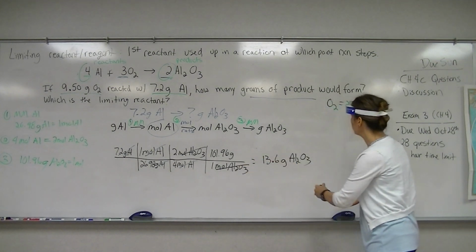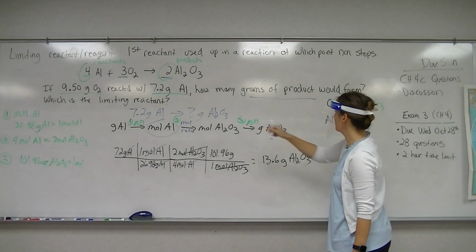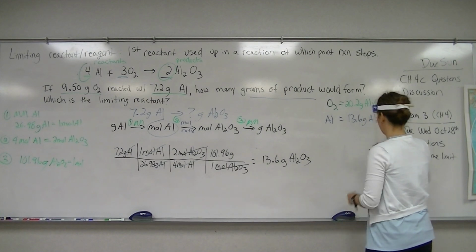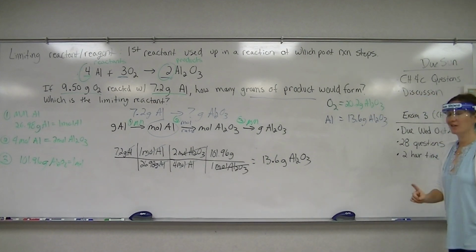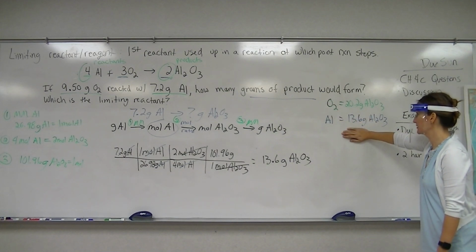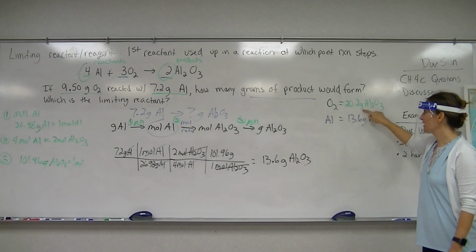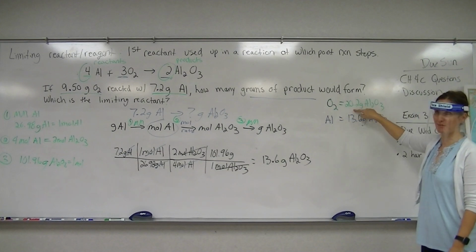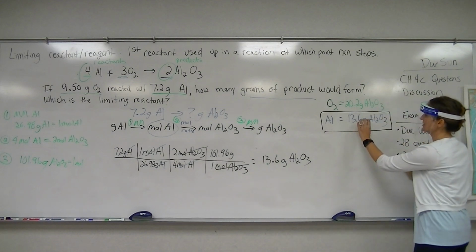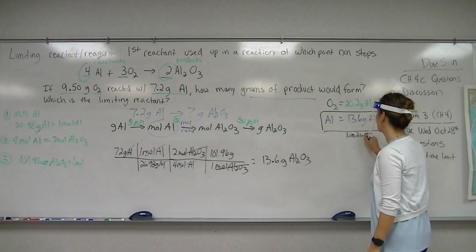So what this just told me was that if I used all of my aluminum, all 7.2 grams, it would produce 13.6 grams of aluminum oxide. So what that means is, once the aluminum is gone, I'll have 13.6 grams of product. I'm going to have extra or excess oxygen. I'm never going to get to 20 because I don't have enough aluminum to get me there. So since I don't have enough aluminum to get me there, since aluminum makes the smaller amount of product, aluminum is going to be the limiting reactant.